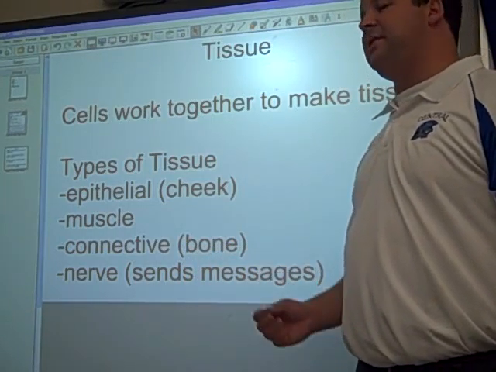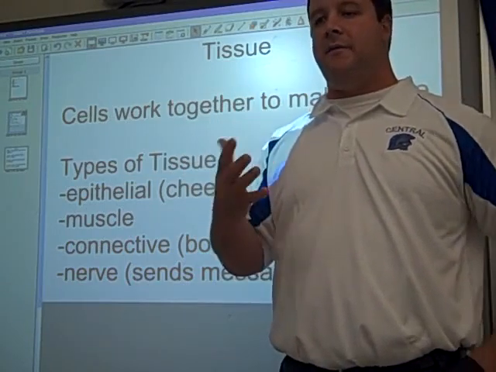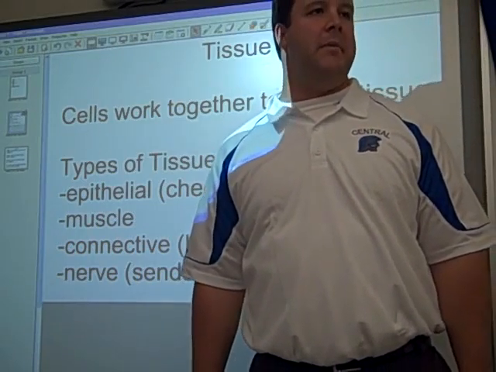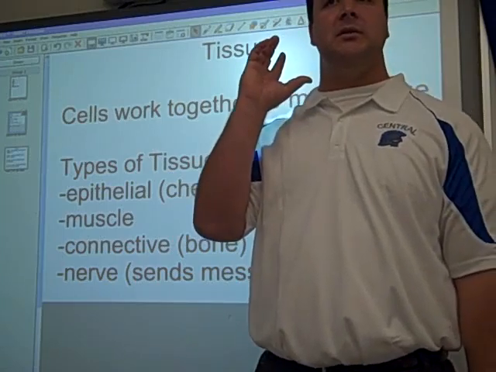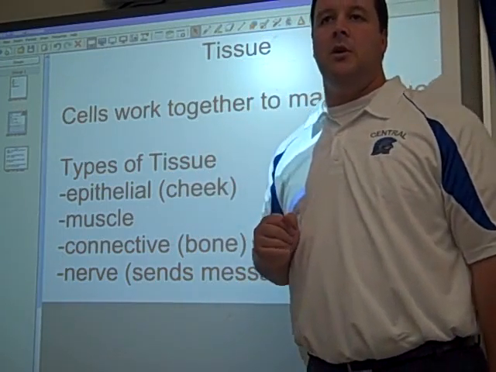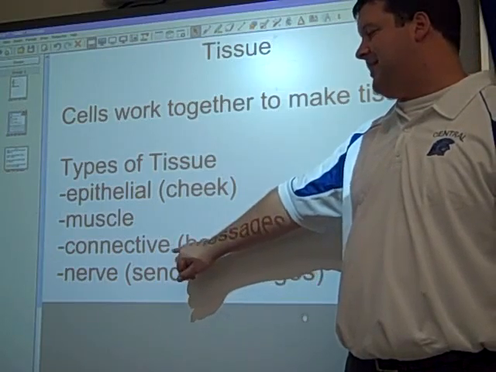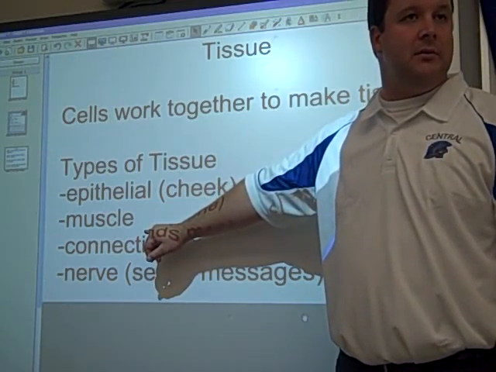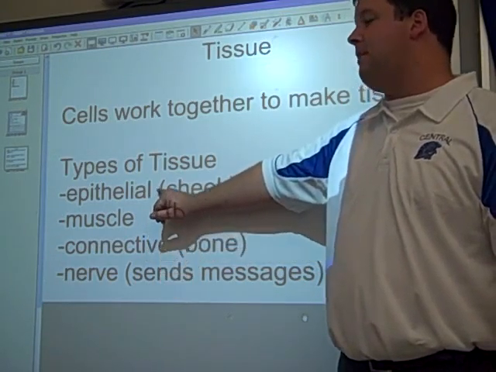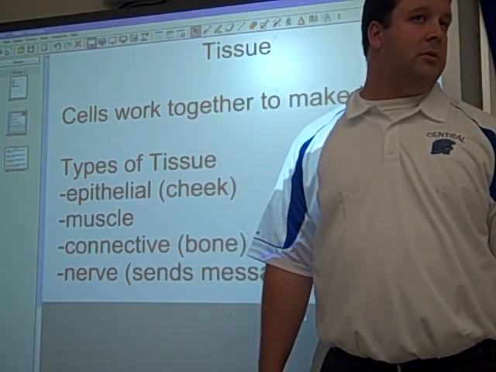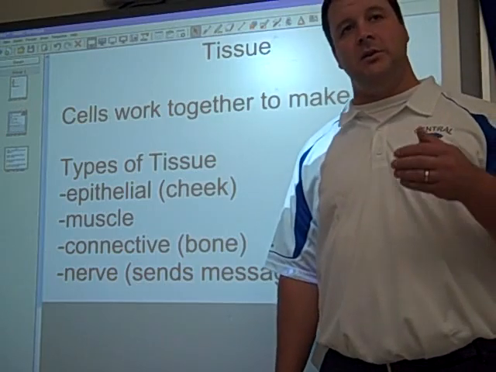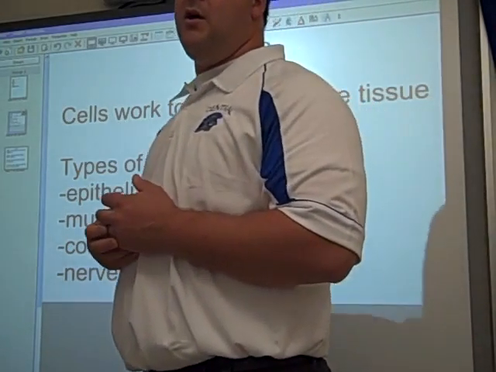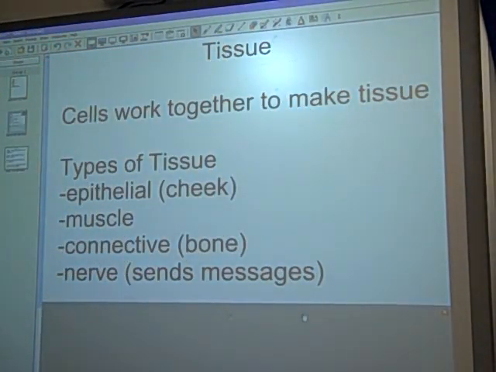And we have nerve tissue, which sends messages from our body, from my hand to my brain, from one part of my brain to the other part of my brain, from my foot all the way to my brain. Nerve tissue sends messages. You see how these require specific cells? Epithelial cells and muscle cells are different. Muscle tissue is different from epithelial tissue. That makes sense? So cells are specific to where they are in our body. Tissue is specific to where they are in our body. Copy down those notes.